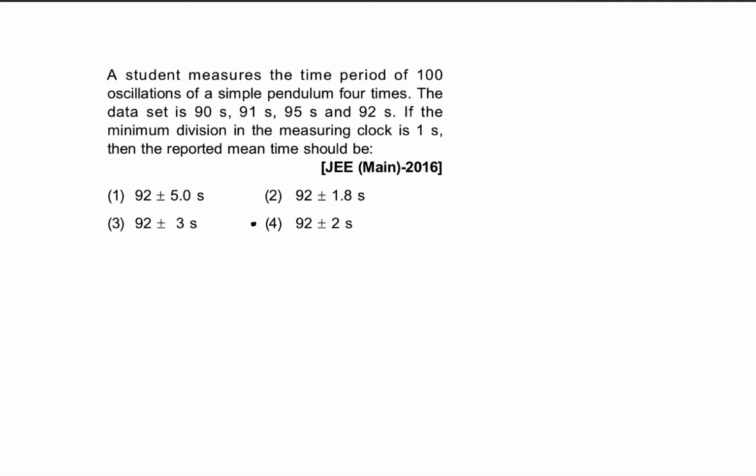Now I will move to the next question. We can see the next question is also related to the time period of a simple pendulum only. Here also we can calculate the T mean value they are asking. Here the T mean value can be written as all the values, whatever the 90, 91, 95, 92, whole divided by the 4 digits that are there. Anyway, in all answers they have given 92. We can write 92 directly.